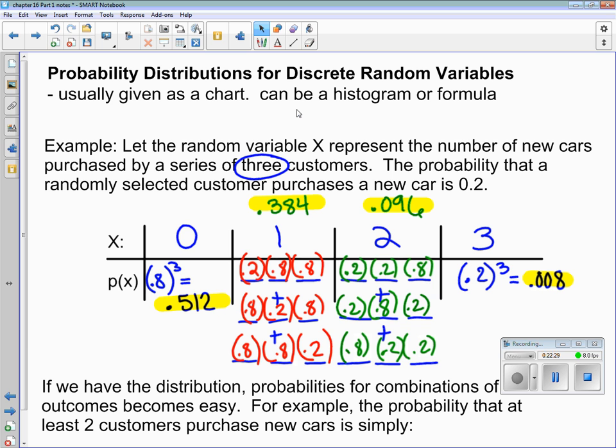Excellent. On a test or a quiz, or on Wednesday, on your test, I'm going to give you a situation like this where you have to fill out a probability distribution. Maybe I'll give you 1 or 2 of them and ask you to find the missing one. So that's possible too. Okay?